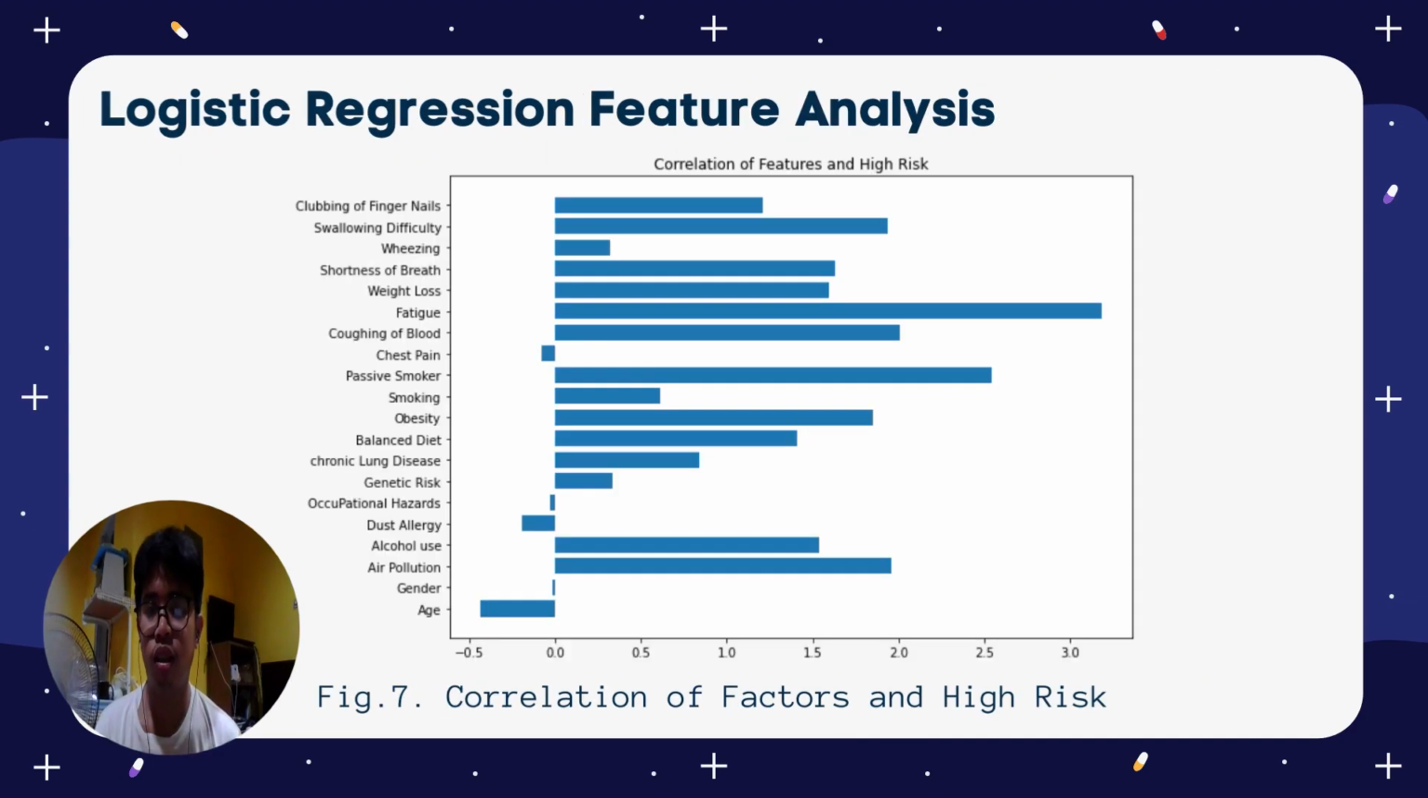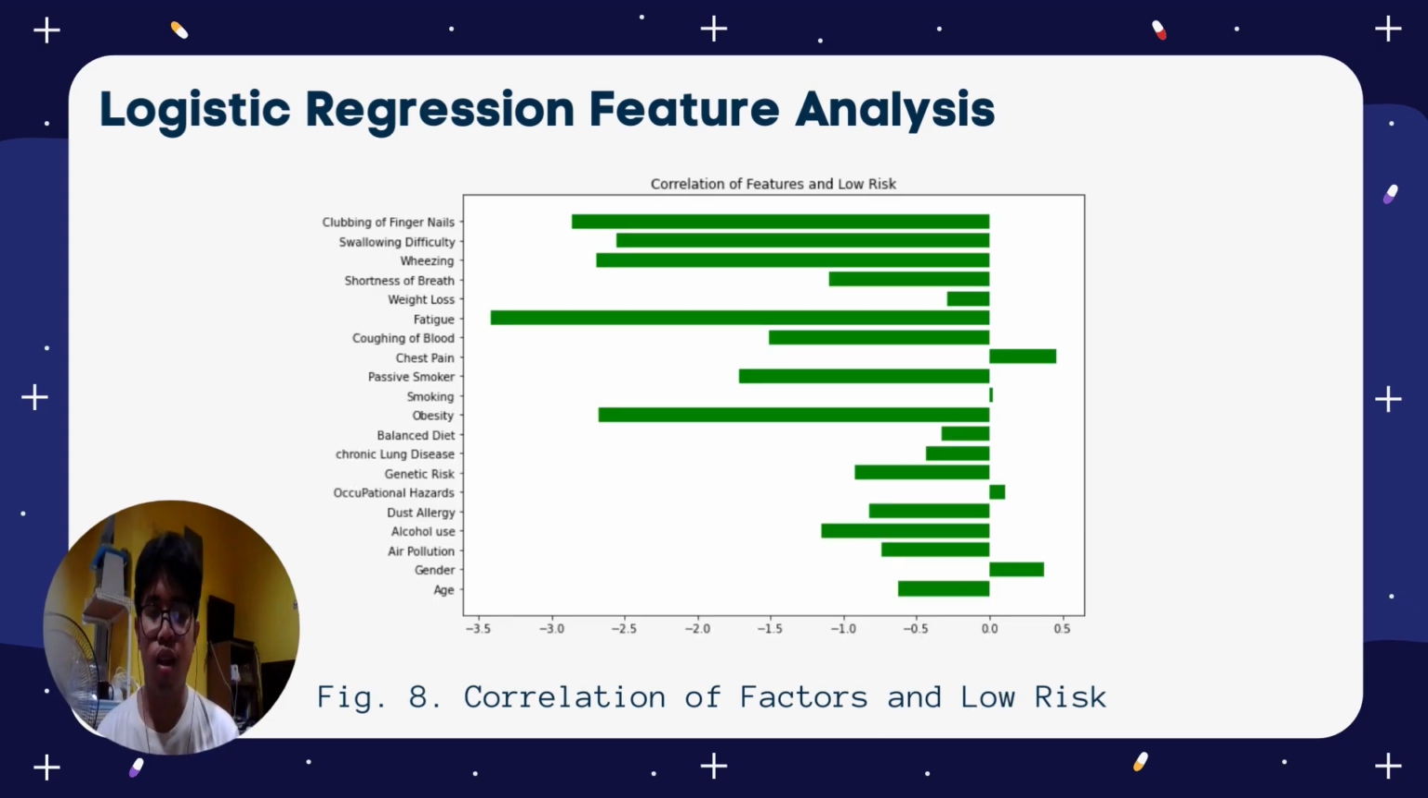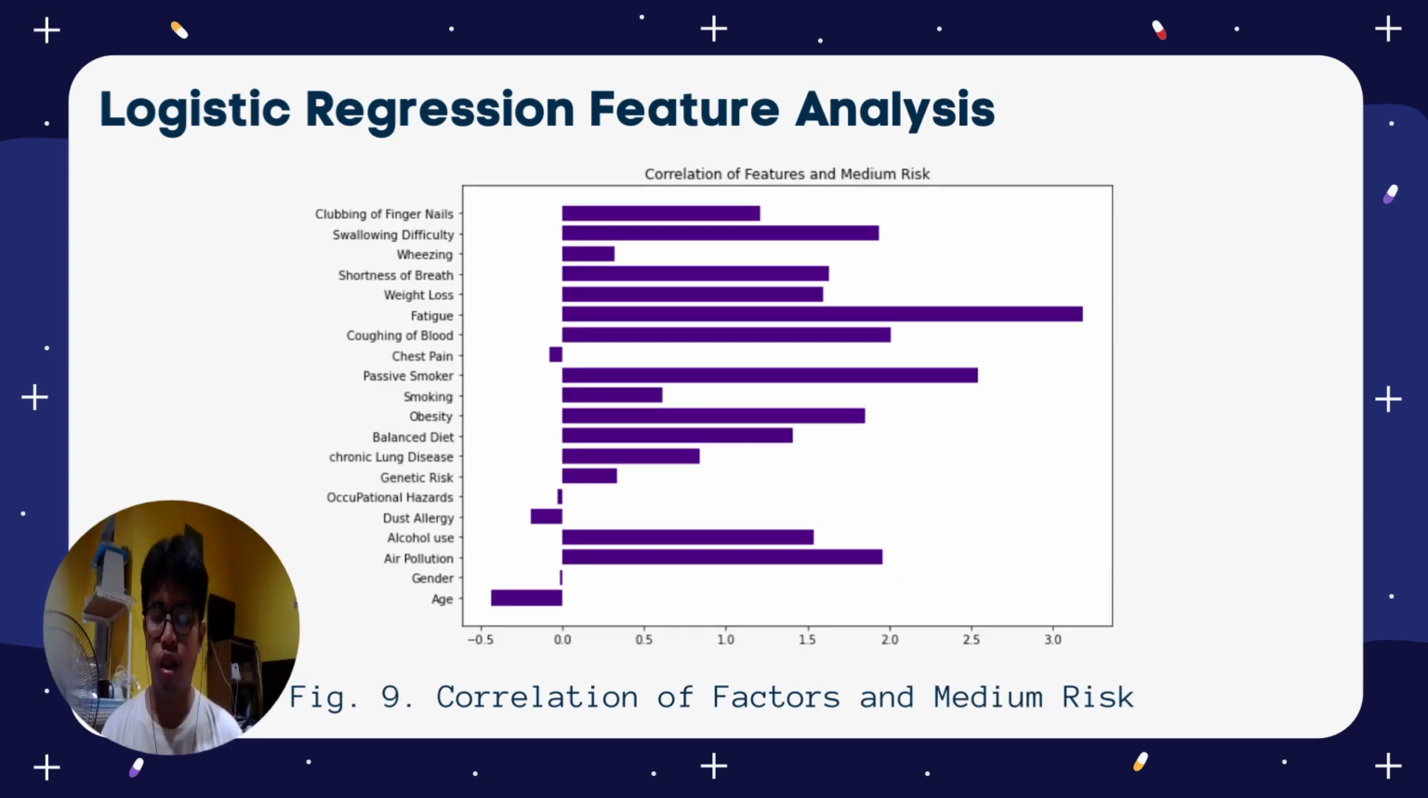Using the weights formed in the logistic regression model, the features were analyzed and it was found that in individuals with high risk of lung cancer, their top 3 features with the strongest correlation are exposure to air pollution, fatigue, and passive smoking. Individuals with low risk of lung cancer, their top 3 features with the strongest correlation are fatigue, clubbing of fingernails, and wheezing. For individuals with medium risk of lung cancer, their top 3 features with the strongest correlation are fatigue, passive smoking, and coughing of blood.